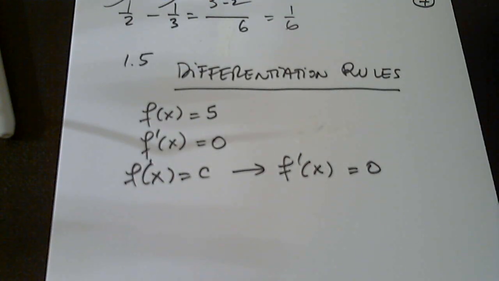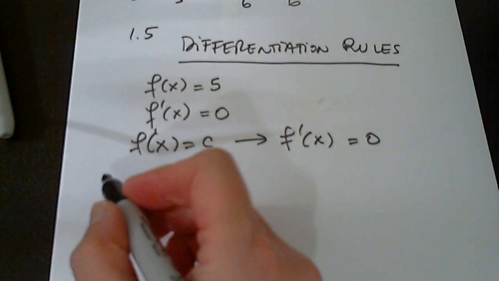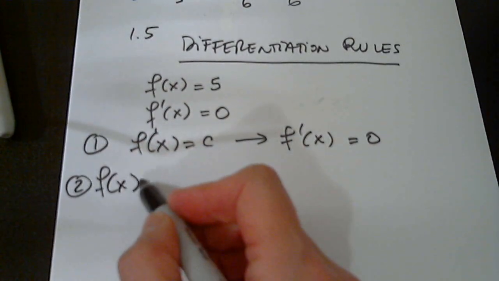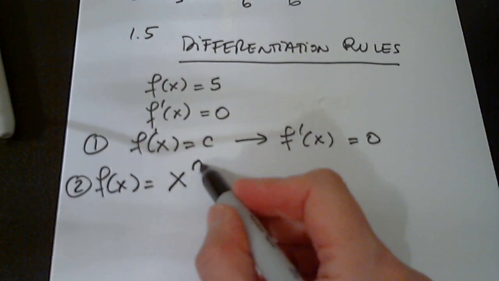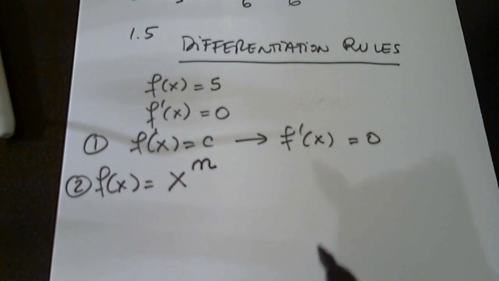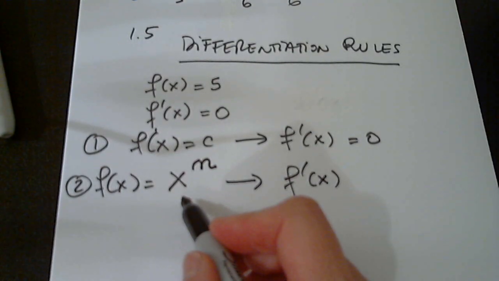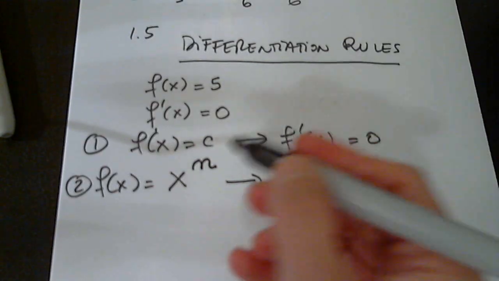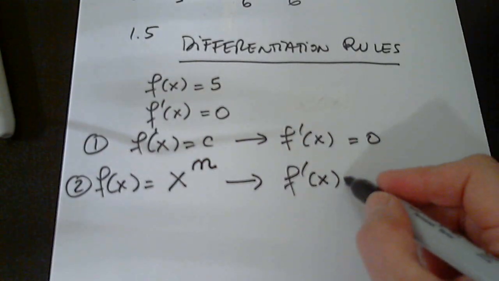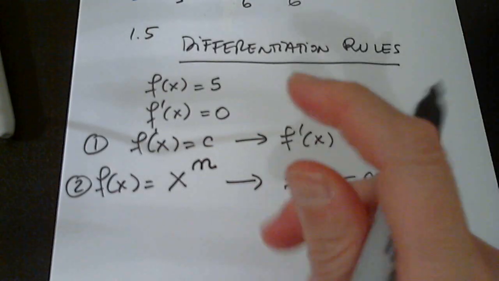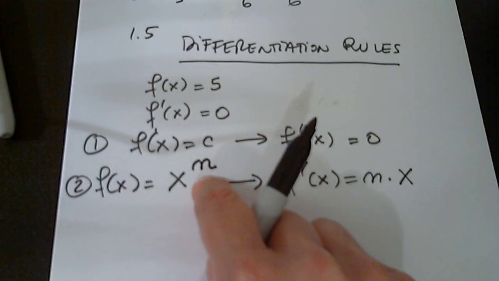Now let's differentiate a power. So let's say the next rule, so this was the first rule, here's the second one. So let's say I have x to a power n. How do I find f prime of x? Very simple rule. I bring n down and I multiply by x, removing 1 from n.